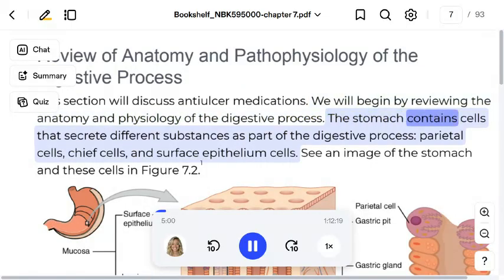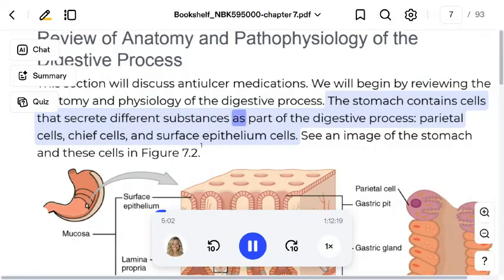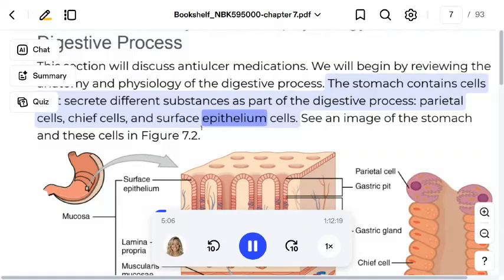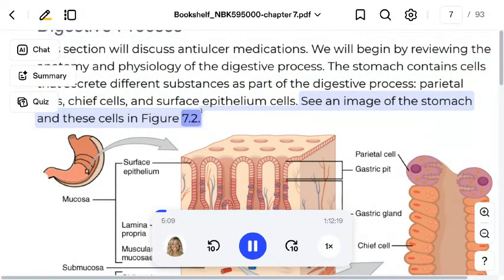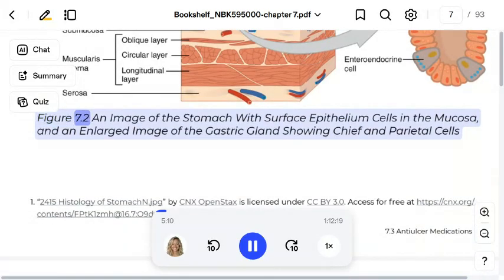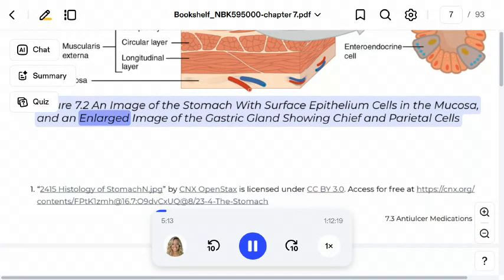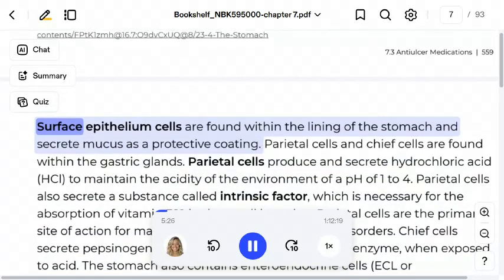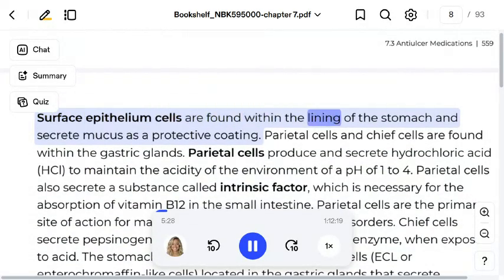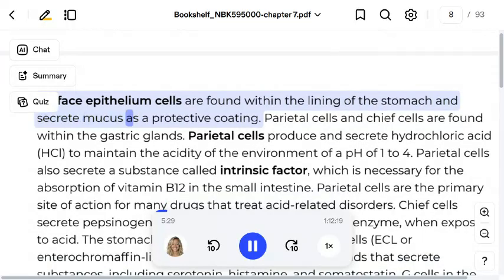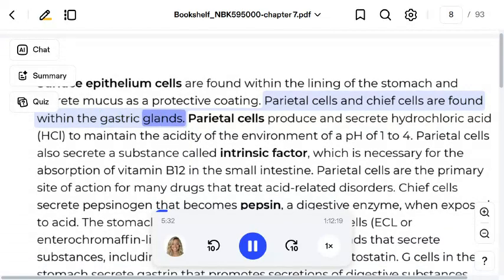The stomach contains cells that secrete different substances as part of the digestive process: parietal cells, chief cells, and surface epithelium cells. See an image of the stomach and these cells in Figure 7.2. Figure 7.2. An image of the stomach, with surface epithelium cells in the mucosa, and an enlarged image of the gastric gland, showing chief and parietal cells. Surface epithelium cells are found within the lining of the stomach and secrete mucus as a protective coating. Parietal cells and chief cells are found within the gastric glands.